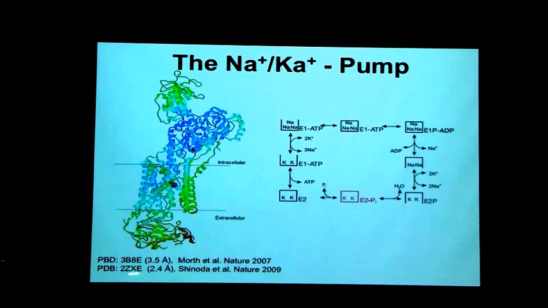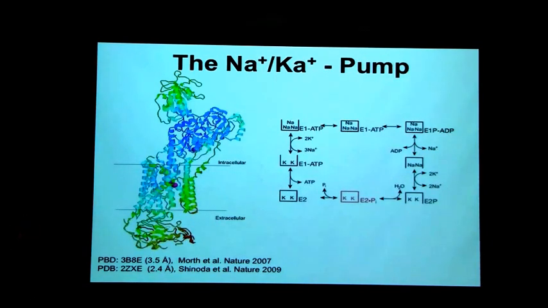There are 2 crystal structures actually. The first one was about 3.5 angstrom resolution, and then after that there was another one at 2.4. But they're the same state, unfortunately, so we don't know so much more about that. We know a bit more because there's also a calcium pump, the sarcoplasmic reticulum calcium pump, the SERCA pump, where more states have been crystallized.